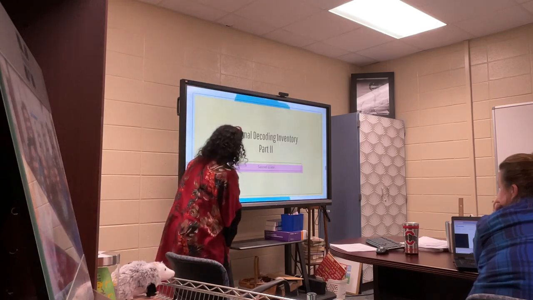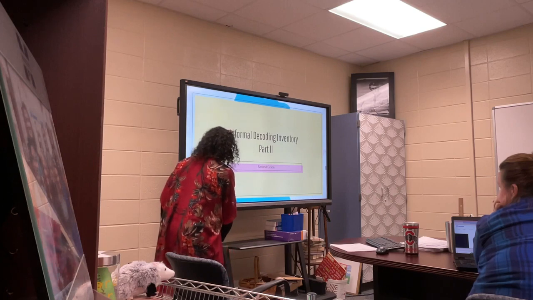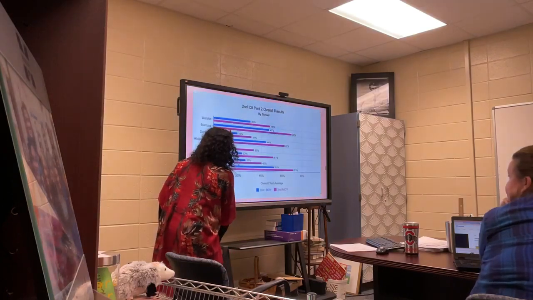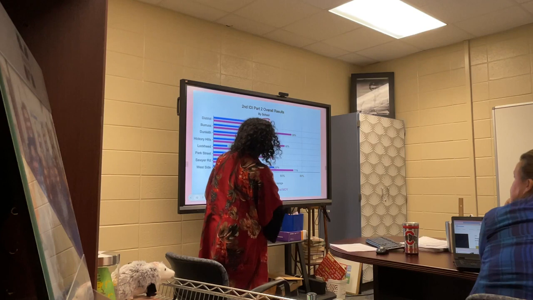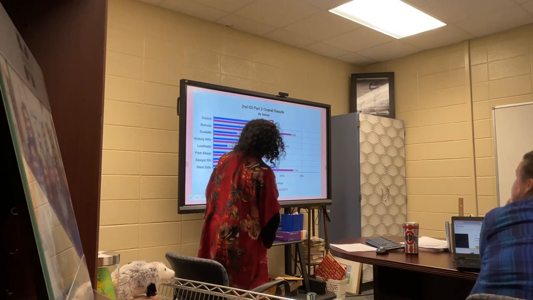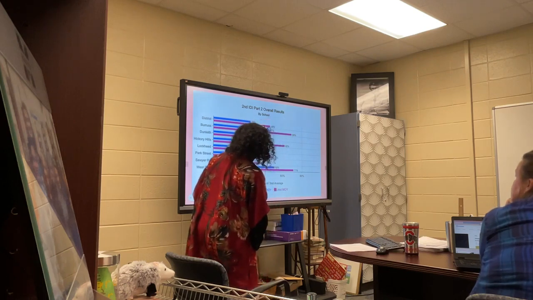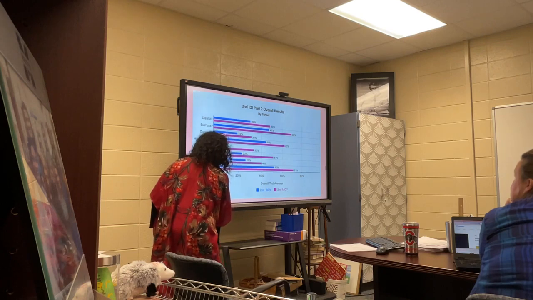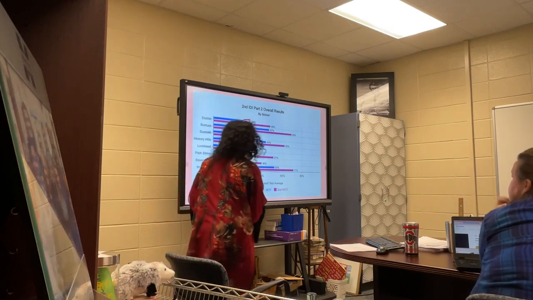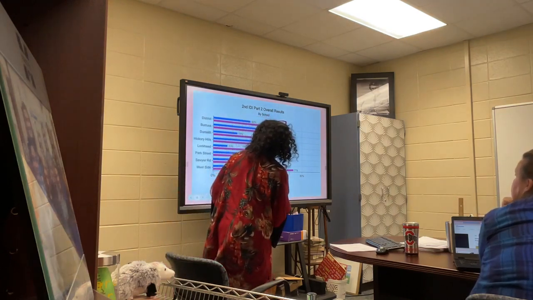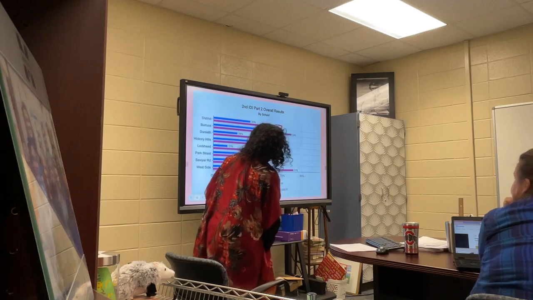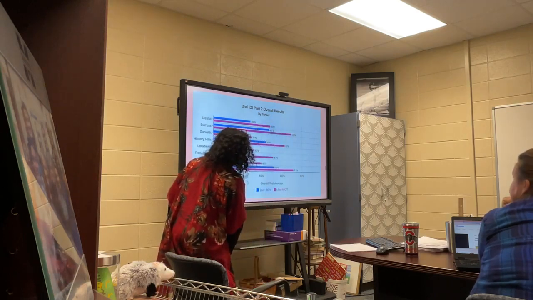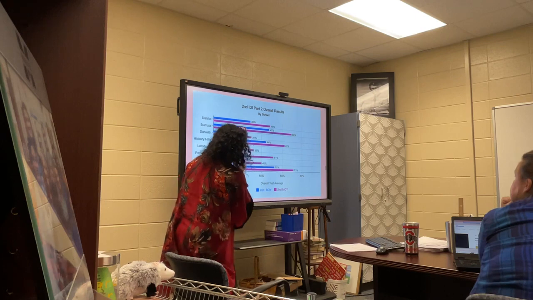So now taking a look at our IDI, our informal decoding inventory. If we look at how we did as a district, we did quite well with 69%. What is the blue? Oh, beginning, never mind. Beginning of the year. So the purple is middle of the year. Gotcha. So I guess we could even take a look at how we've grown.